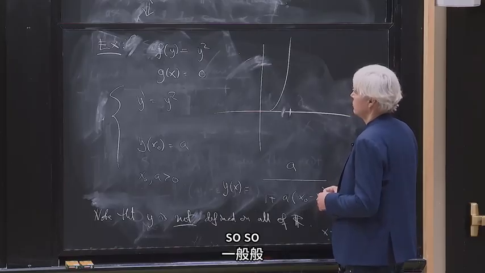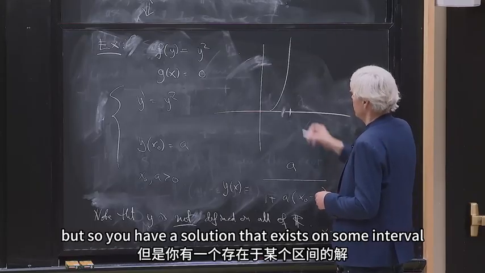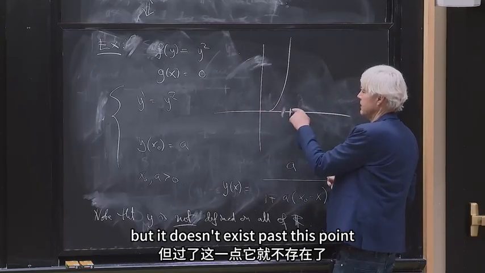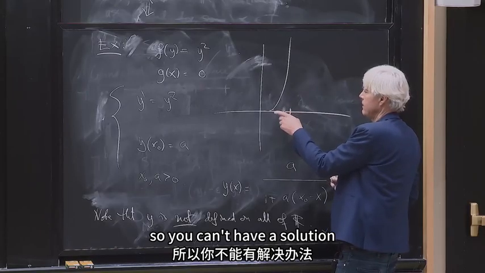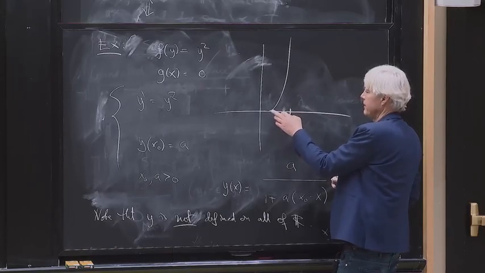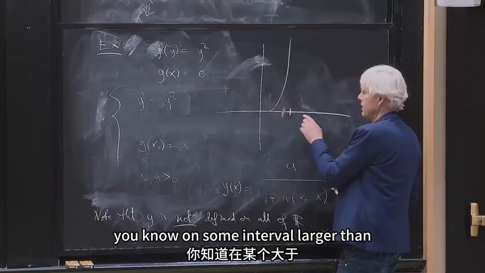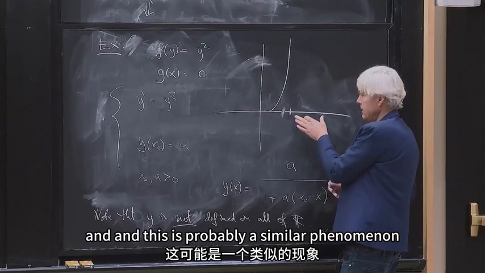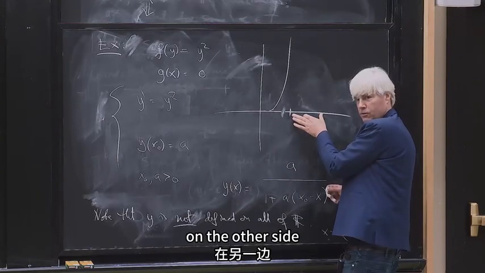So you have a solution that exists on some interval, but it doesn't exist past this point. So you can't have a solution on some interval larger than this to the left. And there's probably a similar phenomenon on the other side, right?